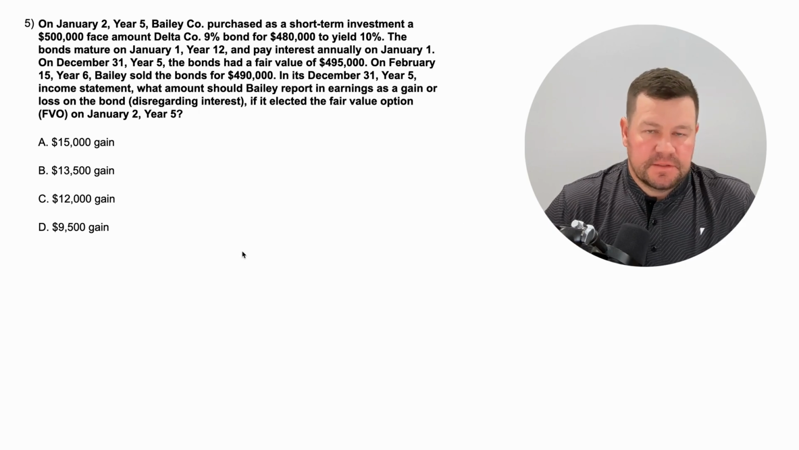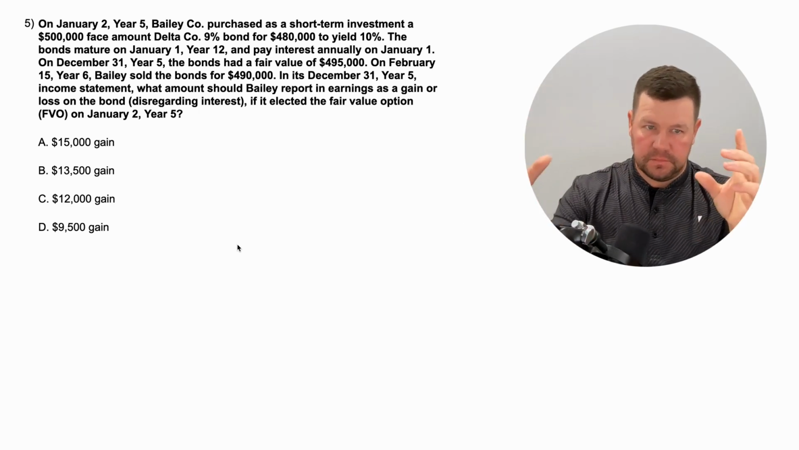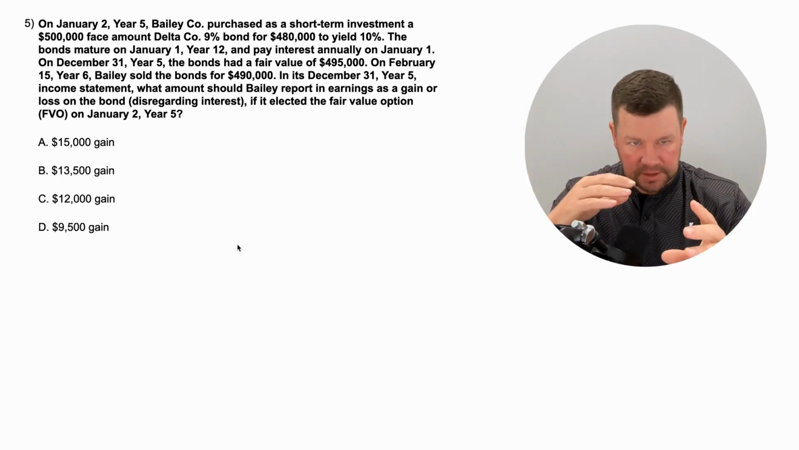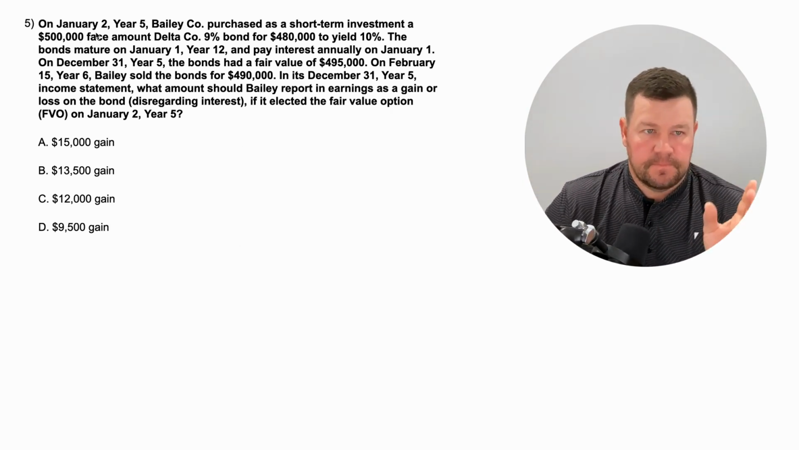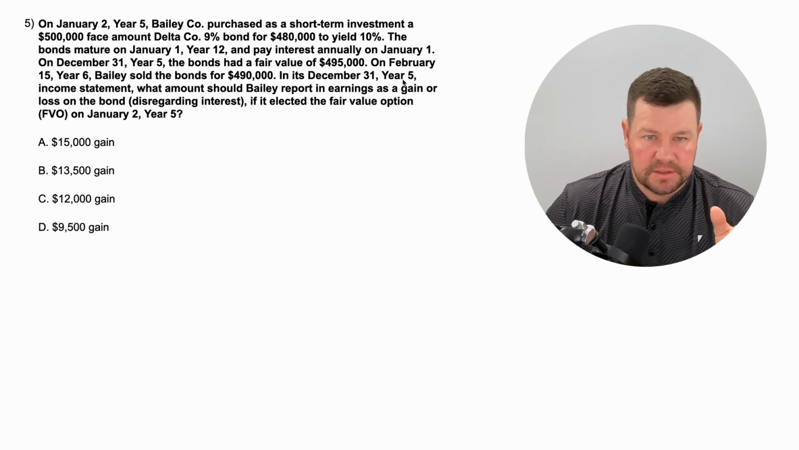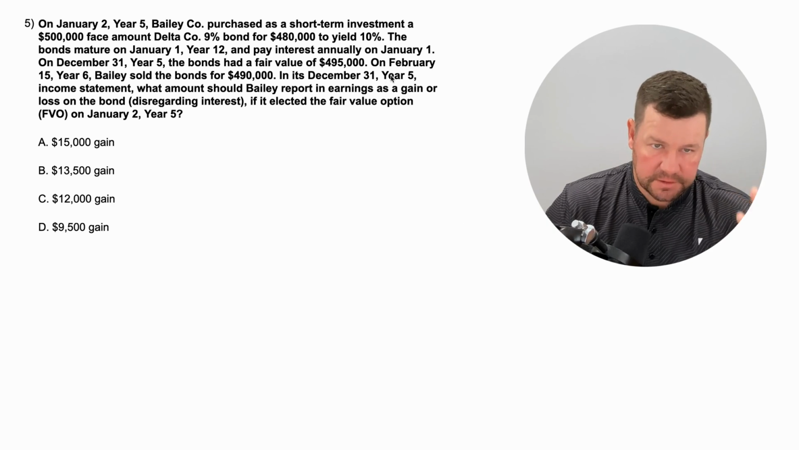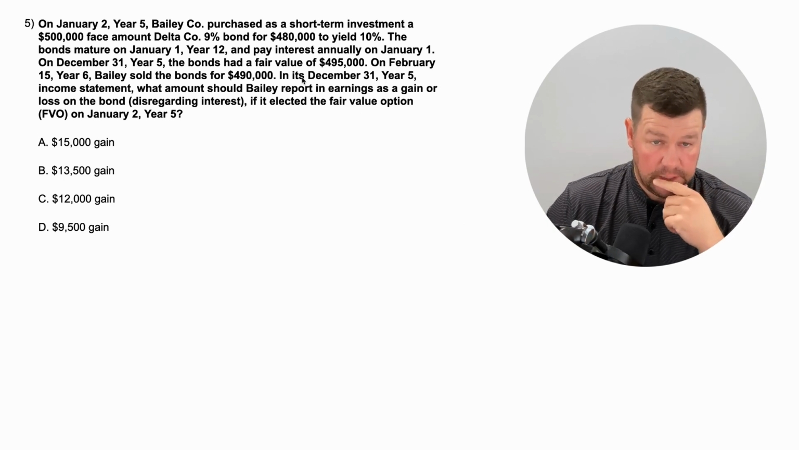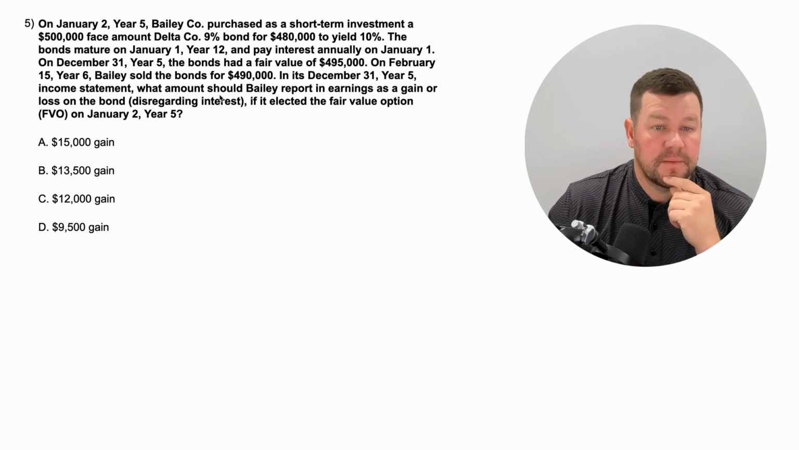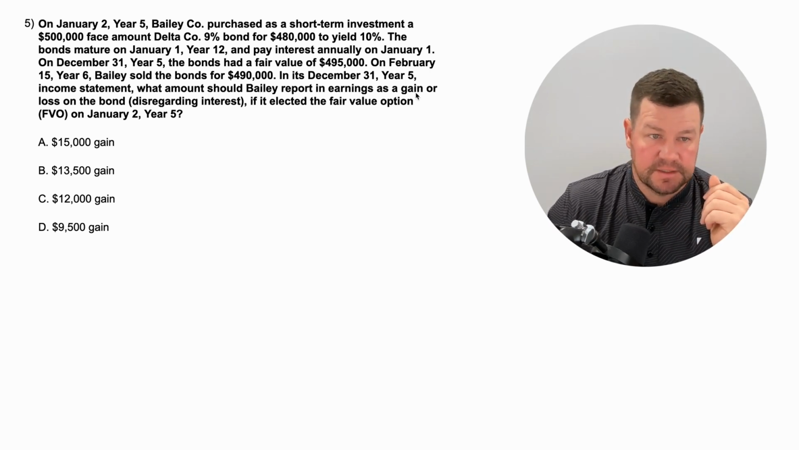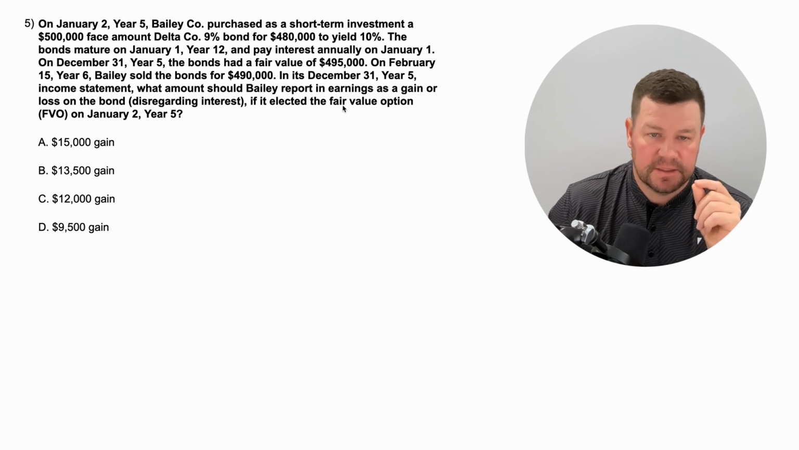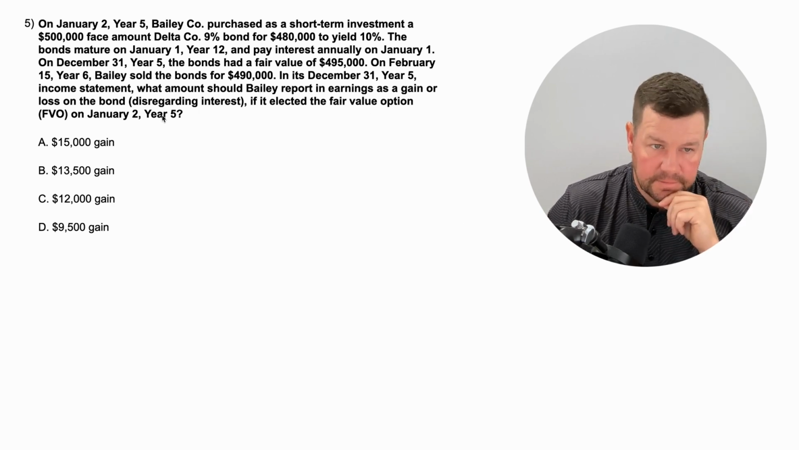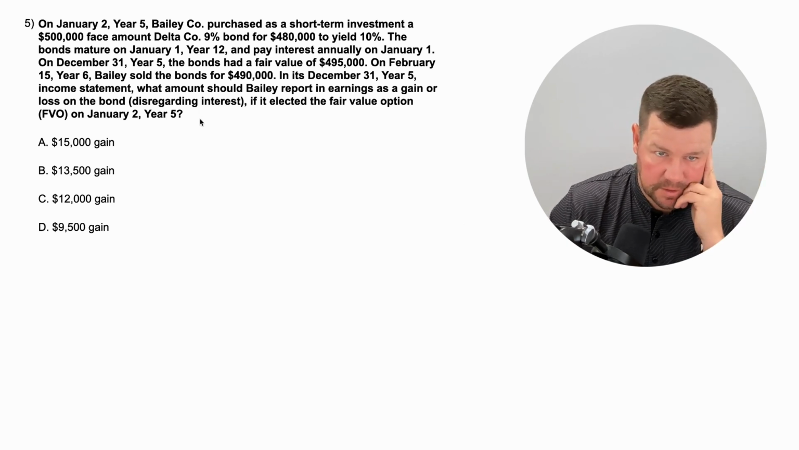All right, so this one is trickier. You're going to have to pull your bond knowledge to get this one right. We did mention bonds a little bit in question 1. Anyways, we'll go straight to the real question, which, because it's on the same topic, is basically the same. In its December 31st, year 5 income statement, what amount should Bailey report in earnings as a gain or loss on the bond, disregarding interest, if it elected the fair value option on January 2nd, year 5 for this investment?